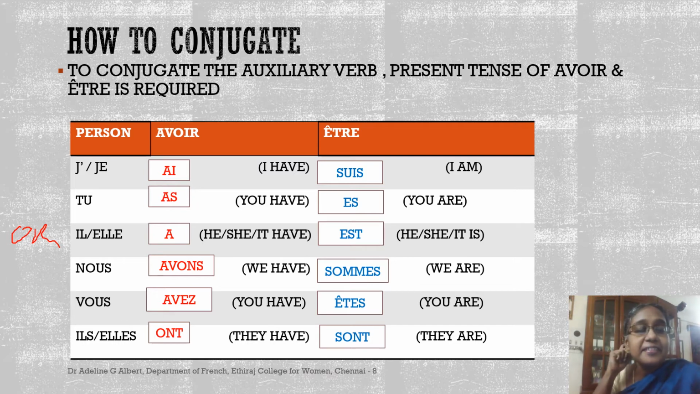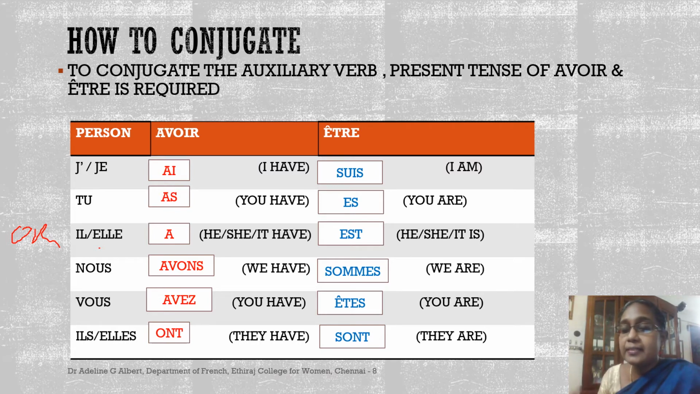Now remember, along with elle and il, you have to memorize the pronoun on. Forgive my writing with the mouse. I'm quite terrible with the mouse when it comes to writing. So along with il and elle, you have to remember that this is also valid for the pronoun on. So this is your auxiliary present tense. Remember it. Do not forget it. J'ai, tu as, il, elle a, nous avons, vous avez, ils, elles ont. And the être is je suis, tu es, il, elle, et on, et nous sommes, vous êtes, and ils sont, elles sont. This is the auxiliary, the first part of your passé composé.